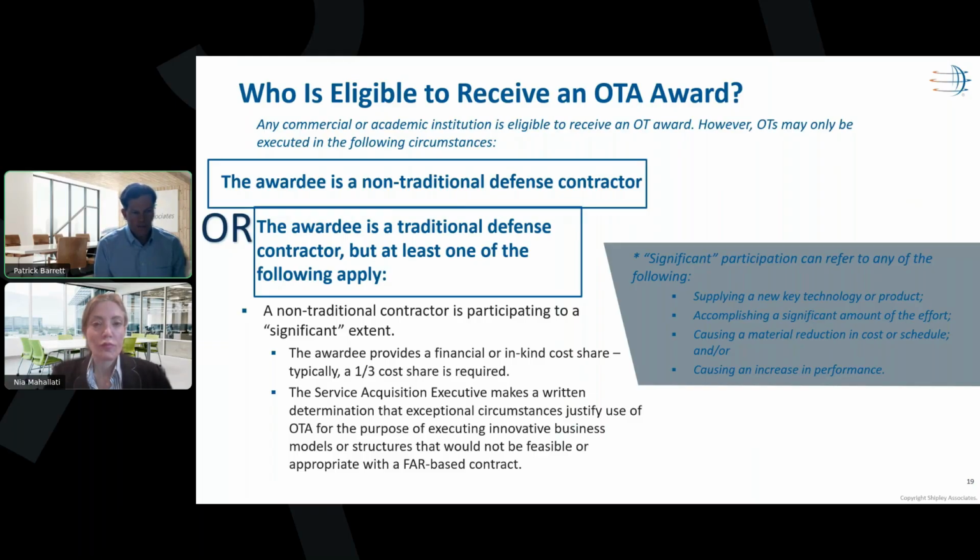or you could have a traditional defense contractor leading an overall OTA as prime, but they do need to bring in significant participation from a non-traditional. And that's typically about a one-third cost share overall. So when you're putting together a team, if you're a traditional company, be thinking about what non-traditionals you can bring in and help enhance your solution. If you're non-traditional, think about maybe building a team of all non-traditionals, or maybe you do need a traditional, but that traditional doesn't need to be super significant in terms of overall work share.